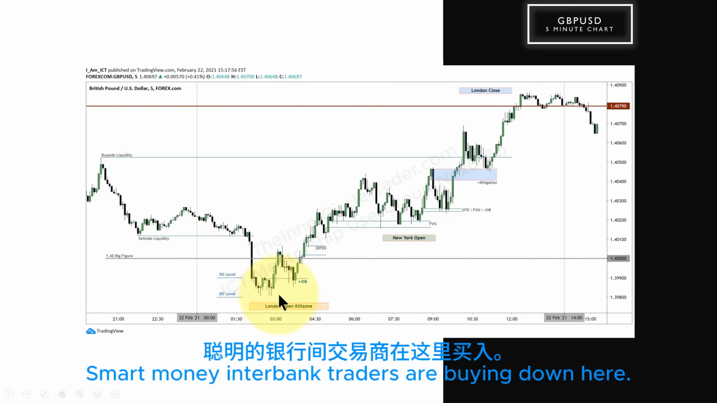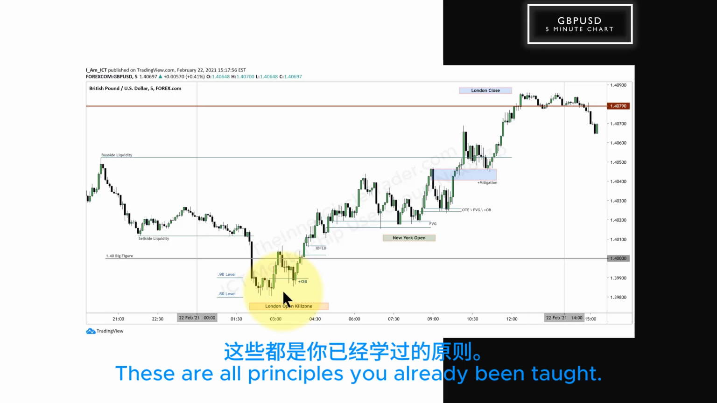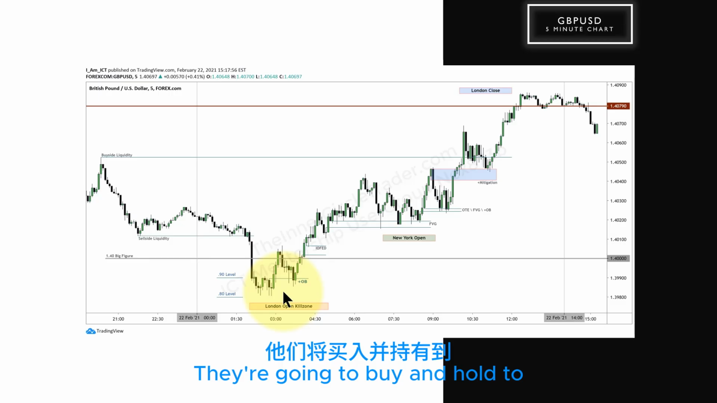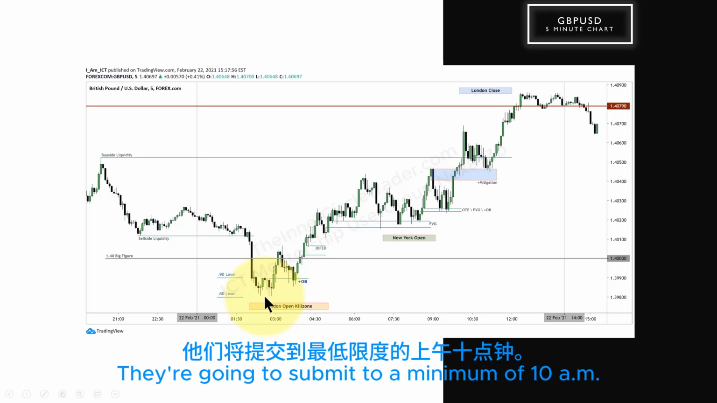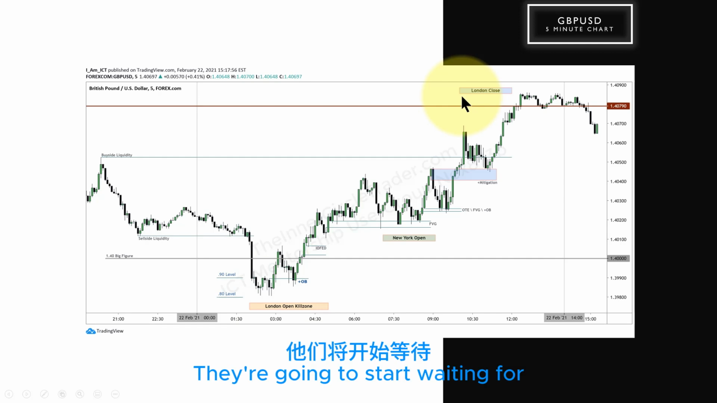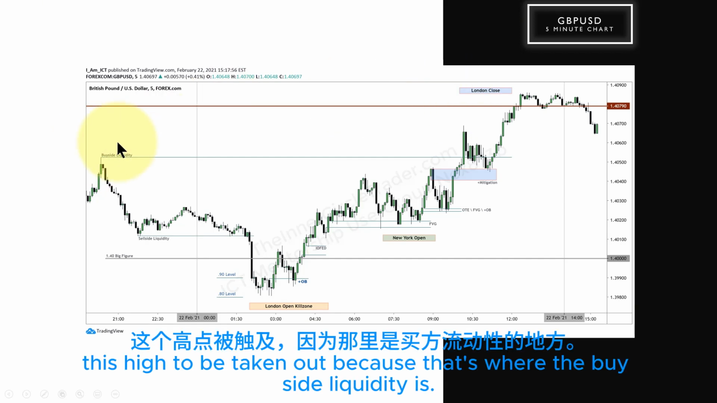Smart money interbank traders are buying down here, the low of the day. It's something I've already taught you. These are all principles that you've already been taught. They're going to buy and hold to a very specific time and price. They bought here, they're going to submit to a minimum of 10 a.m. At 10 a.m., they're going to start waiting for this high to be taken out because that's where the buy side liquidity is.